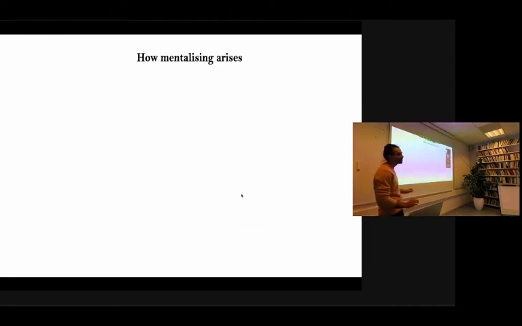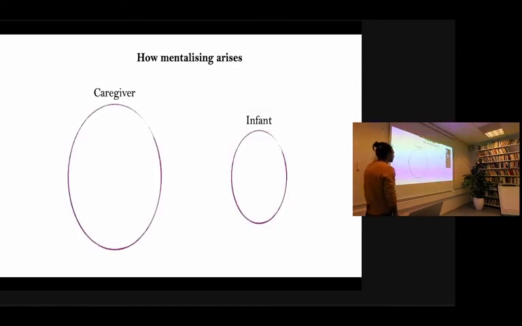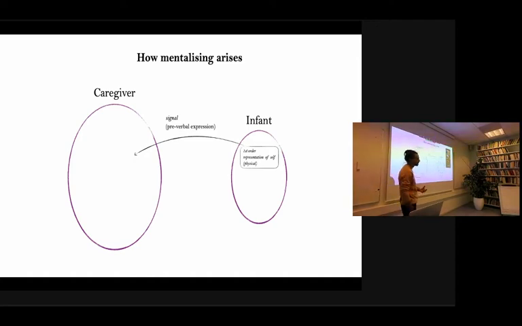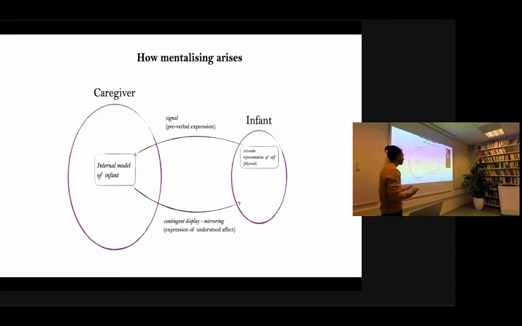So this is going to be very brief and very rough, but how does mentalizing arise? How do we form this ability? Imagine it arises very early on. You have an infant and a caregiver in a dyadic relationship. An infant has a first order representation of the self. So something is signaled at the level of the body, something like a homeostatic imbalance. This is signaled to a primary caregiver with a preverbal expression. What happens then is that this caregiver has an internal model of the infant, trying to understand what the infant needs, wants, what's missing. And what they do is a contingent display, or mirroring, an expression of understood affect.